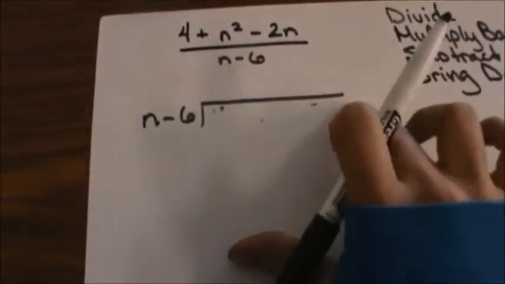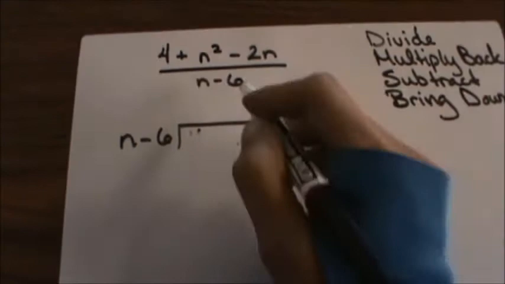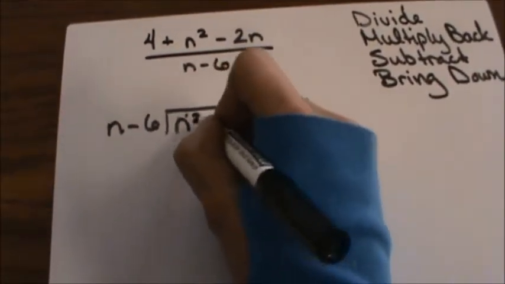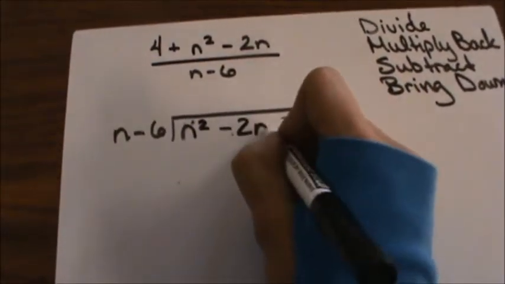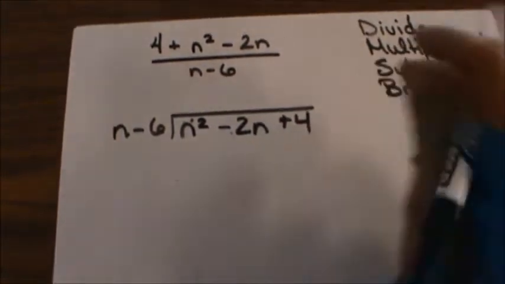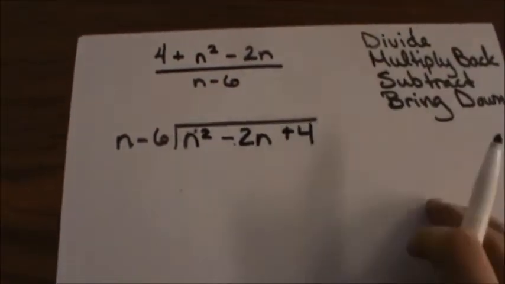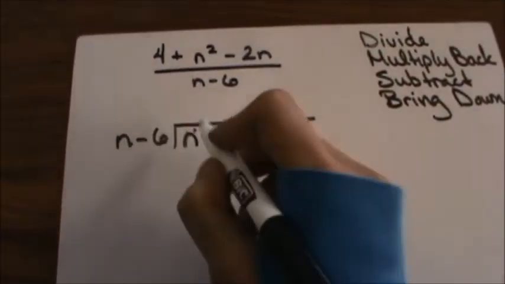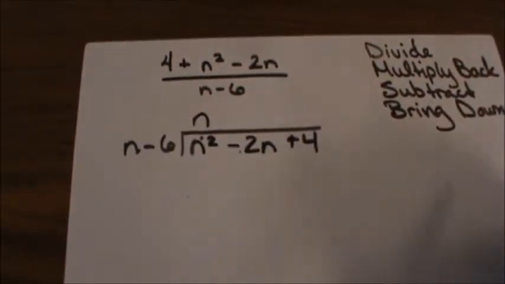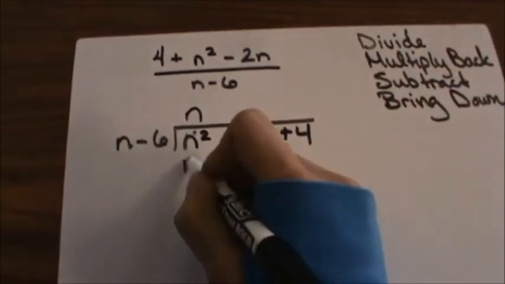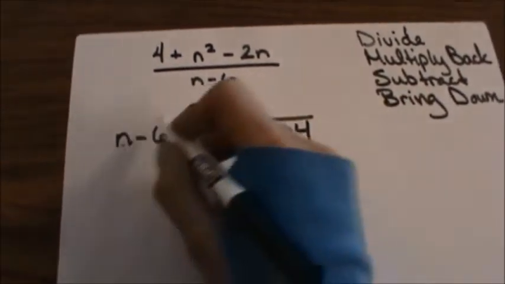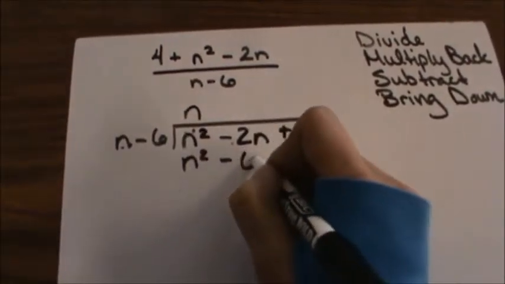So I need to rewrite them. The n squared will go first, then the minus 2n, and then the plus 4. Now I can use my steps over here. Divide. N divided by n squared is n. Multiply back. N times n is n squared. N times negative 6 is negative 6n.